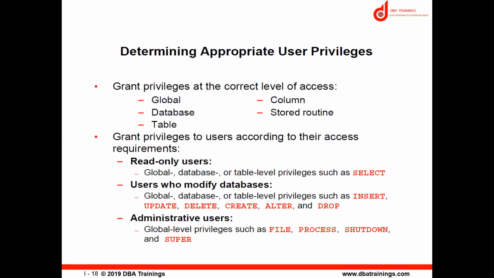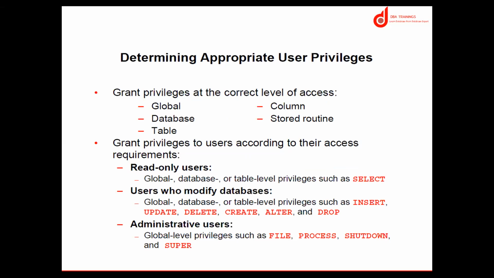Determine the appropriate user privilege. What privilege does the user need? There are two types of privilege. One is called global, which applies to all the databases. Then at the database level, or the object level, like the table and other things, you can do it. The privilege can be given at the column level, the stored procedures, the database level or the table level. All of these are possible, so depending on the business need, you can grant the privilege.